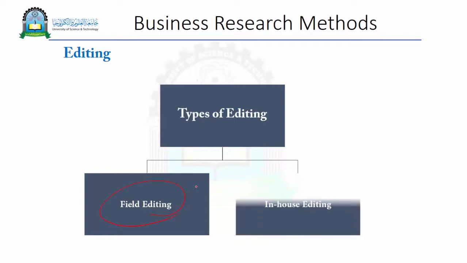The second type is in-house editing. That means collecting the questionnaires, going home or to the office, and then editing the questionnaires. The first one is better because if there is any problem, at the same time you can return it to the respondents and ask them to complete it. With in-house editing, it is going to be difficult to return it to the field because, as we said, the names of the respondents are not going to be written in the questionnaires.